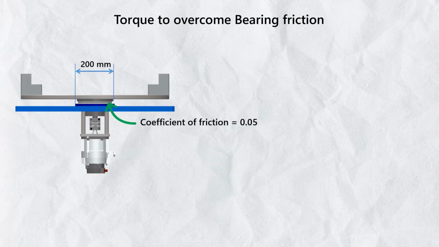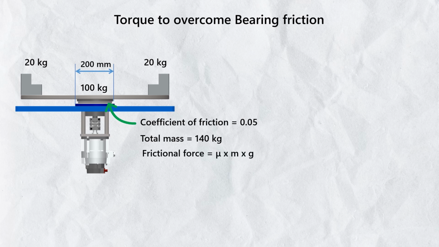So let's assume the coefficient of friction of the bearing is 0.05. This is ideal for bearings. And the total mass of the system is 100 kg, mass of the plate, plus 40 kg, mass of both fixtures, 140 kg. So the frictional force F equals mu m g, 68.67 Newton. And the radius of bearing is 0.1 meter, half of 200 millimeter.